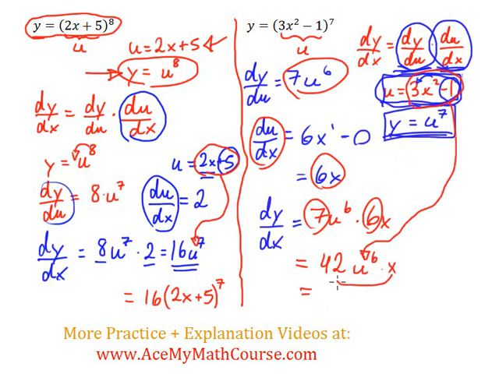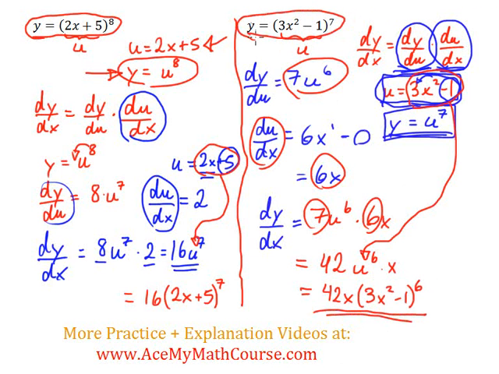And I guess I'll bring the x over right after the 42. That's going to look nicer. So it's 42x times, now the u is in brackets, (3x squared minus 1) to the power of 6. And that's it. That is the derivative of our function. Voila.